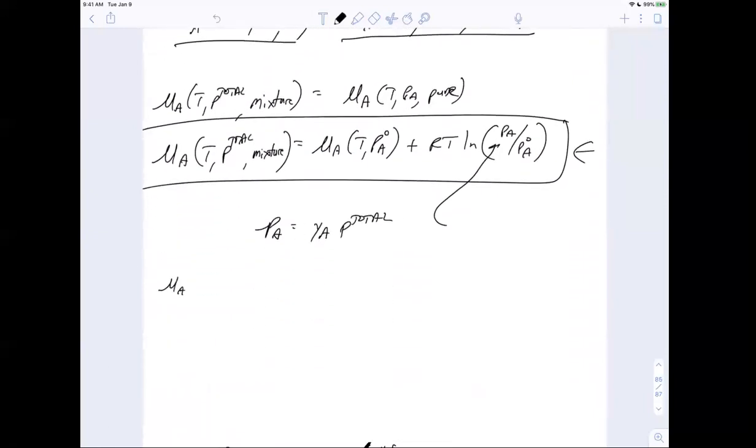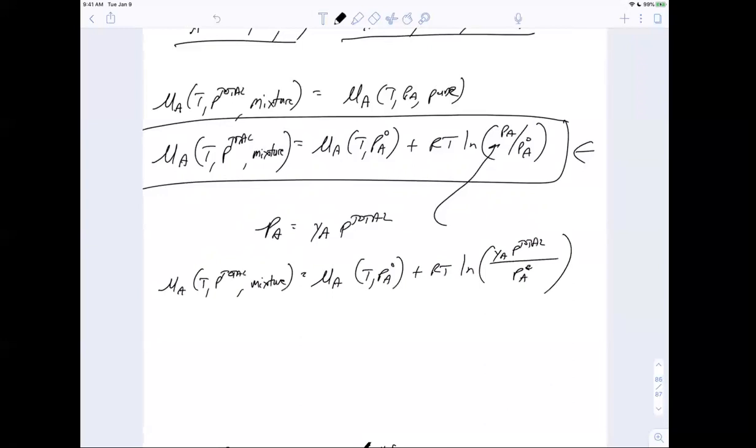So we're going to write mu sub A at T, P total in the mixture of ideal gases is equal to mu sub A at T, P_A naught, plus RT natural log. And now P sub A is equal to y sub A times P total over P_A naught. Okay, I'm going to stop here. Is everyone on board with this last expression I wrote or not? If there's any need for discussion, I will entertain.